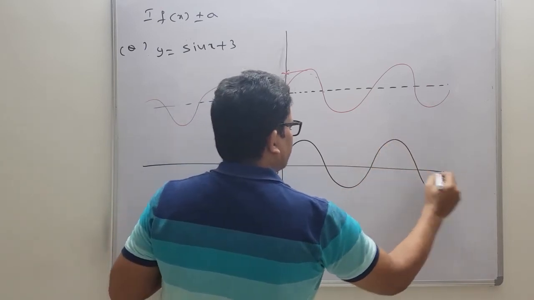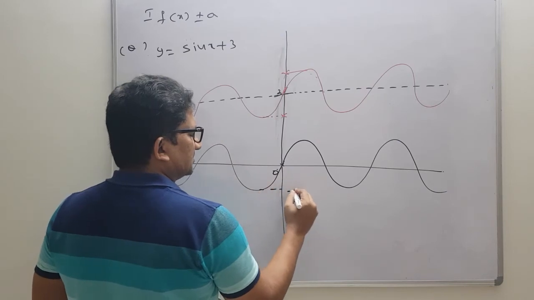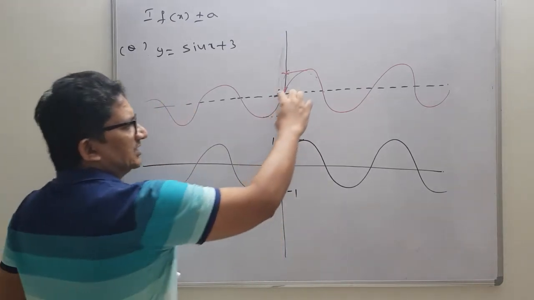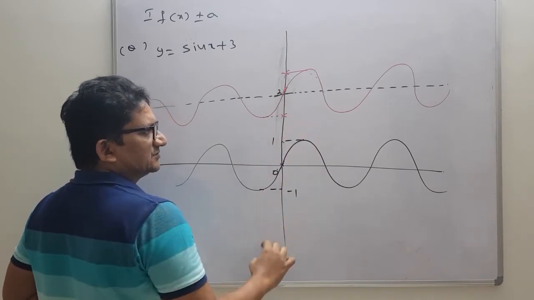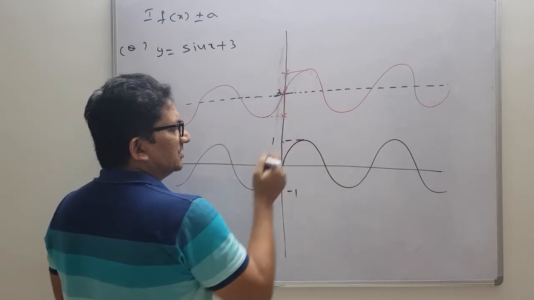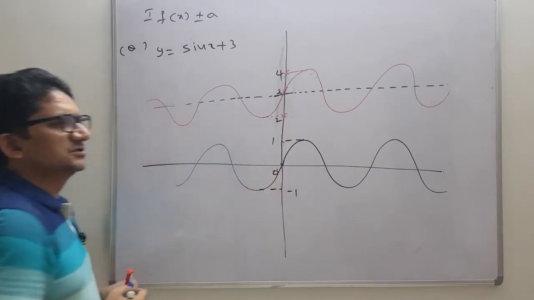This is the original graph of sine. So it always lies in between minus 1 and plus 1. So here also it should lie in between. That means from here to here the width is 1 unit, and here to here the width is 1 unit, means here also width is 1 unit and here also width is 1 unit. So this is 2 and this is 4. So this is the graph.